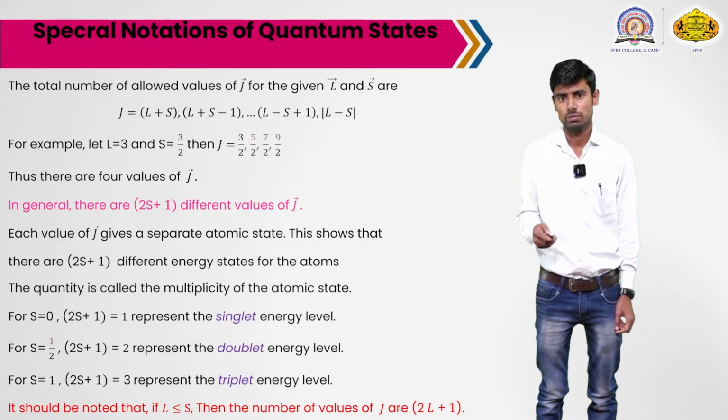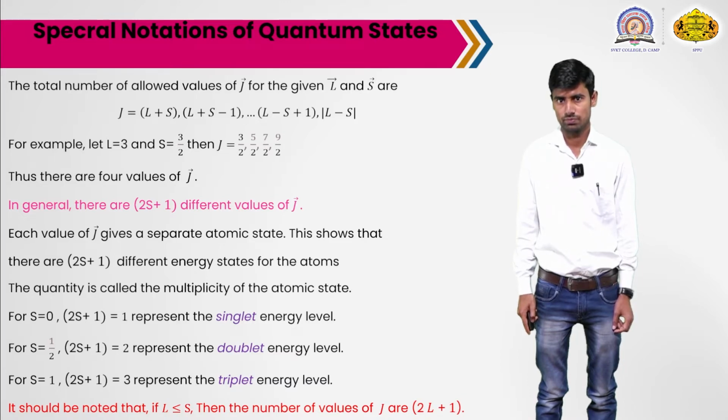Also, one thing you have to remember: whenever the orbital angular momentum L is less than S, then the number of values of J is 2L plus 1. Otherwise, they are 2S plus 1. But whenever capital L is less than S, the total number of values of J is 2L plus 1.